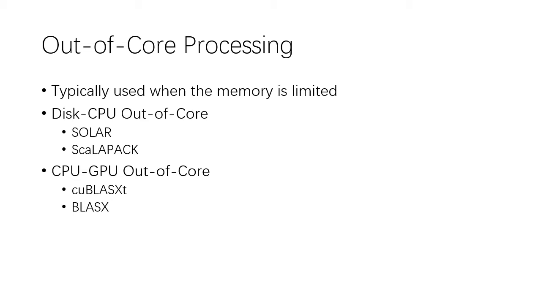Out-of-core processing is usually used when the memory is limited. For example, if we want to perform GEMM with size 1 million by 1 million on a single processor, then we will need at least 12 TB memory. It's very hard to execute the entire GEMM at one time. Thus, we can store that on disk and read and multiply them block by block. This is called out-of-core processing. Similarly, we can also do it on GPU because the GPU memory is typically less than the CPU main memory. There exist several out-of-core applications such as Solar, ScaLAPACK, XT, and BLASX.